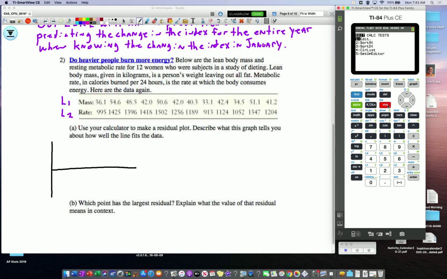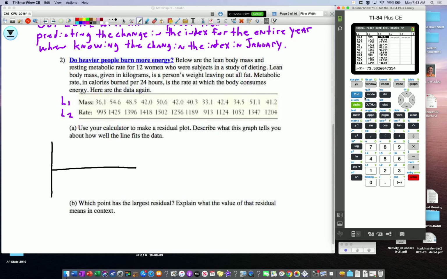To get those residuals, I highlight list 3 here, and I want to put all the residual values in list 3. They are already stored in the list menu. If you go second stat, you'll see down here number 7, residuals. So you let list 3 equal the residuals, and it plugs those values in for you, which is really nice.